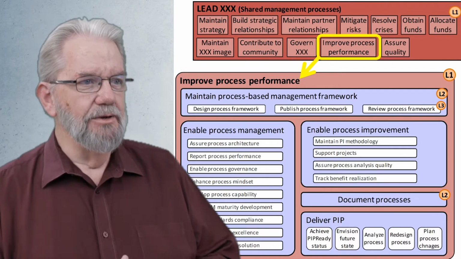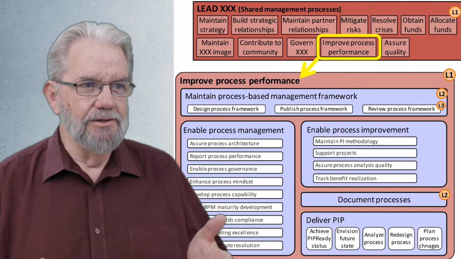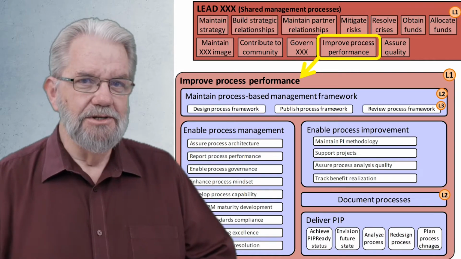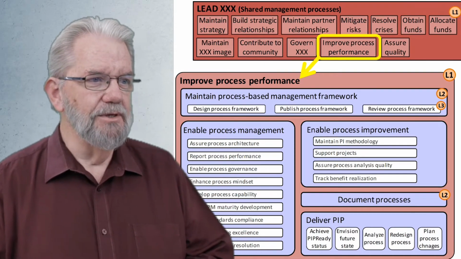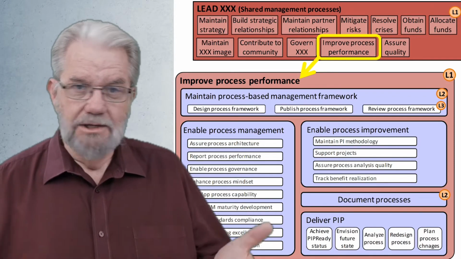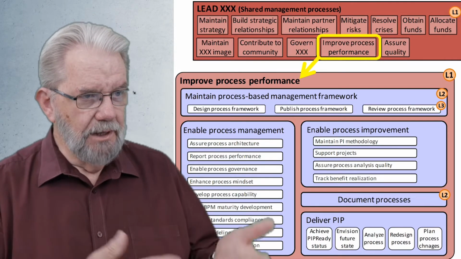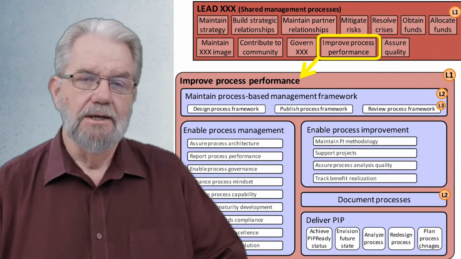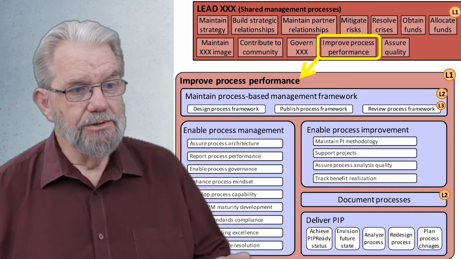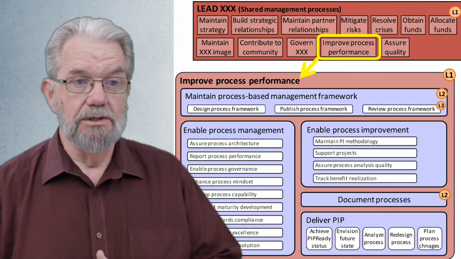When I'm helping clients put together a process architecture, we start with a reference model that I've built up over many years and many projects, and there's a management process, a shared management process in there. You can see it highlighted. It's called Improve Process Performance, and it does what it says on the tin. It's about improving process performance, and you can see the sub-processes highlighted below it. We maintain a framework about how we do process-based management, and then there's some activity about process management, some activity about process improvement. We talk about how we document processes, and then of course how we do process improvement projects or PIPs.